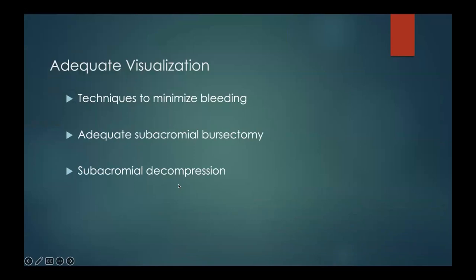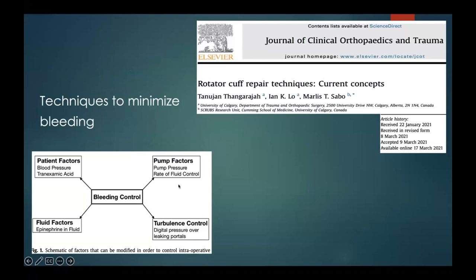Adequate visualization can be achieved by techniques to minimize bleeding, and adequate subacromial bursectomy or subacromial decompression. This is the most critical step in the cuff repair, which establishes and maintains an adequate visual field. Techniques to minimize bleeding: control of bleeding is a fundamental component. Four factors can be modified to achieve this. Patient factors, that is blood pressure control and use of tranexamic acid. Pump factors, pump pressure and rate of fluid flow. Fluid factors, the use of epinephrine.